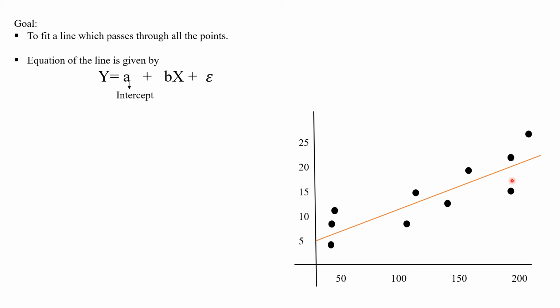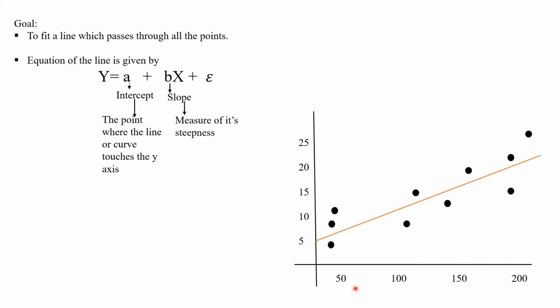Now let us understand A and B. A is nothing but our intercept and B is nothing but our slope. What is A? The point where it touches the y-axis is your intercept. Over here, can you see where this orange line touches the black line? That is your intercept. That is the point A. Now what is slope? Slope is nothing but the measure of its steepness.